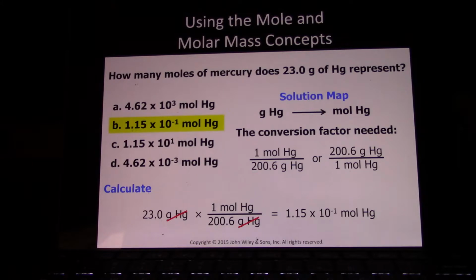If you're converting between moles and molecules, or moles and atoms, you just have to remember 1 mole of something is 6.022 times 10 to the 23rd of something.